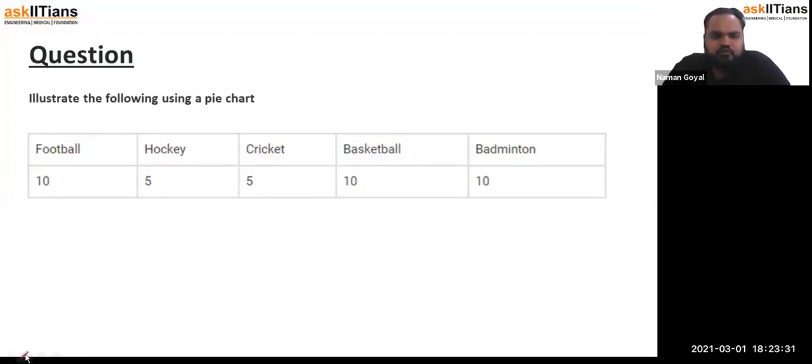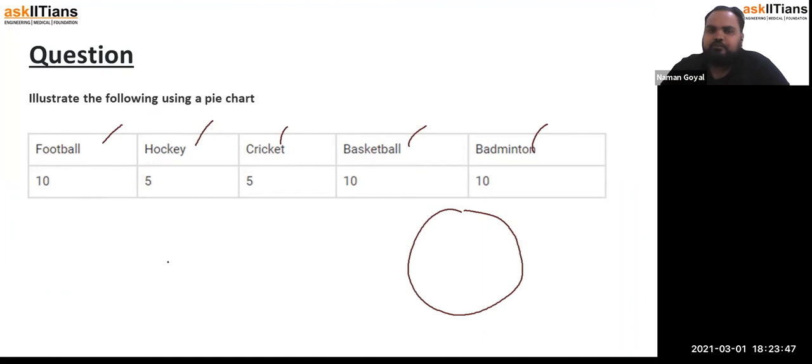So we have to draw the pie chart for this question. First of all we have to find the total value and the central value. We have a circle, and we have to divide this circle among football, hockey, cricket, basketball and badminton. So the total is 10 plus 5 plus 5 is 20, 20 plus 20 is 40. Now we find what fraction of the complete circle is acquired by football. The value of football upon total is 1/4.